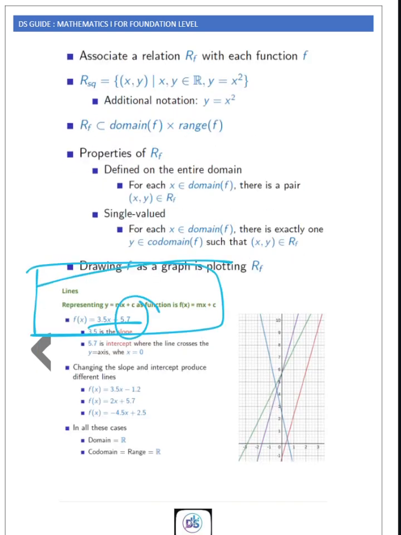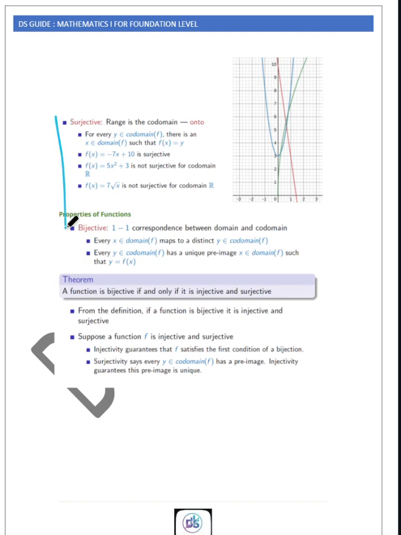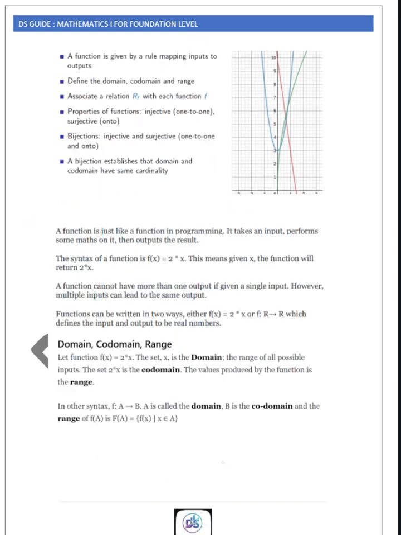Next we have types of functions. The first type of function we are going to study is the injective function. It means that different inputs give different outputs. It is a one-to-one function. That means if x1 and x2 are not equal, f(x1) and f(x2) will also not be equal. Next we have the surjective function. Here range and codomain are equal and it is an onto function. Next we have the bijective function. The functions which are both injective and surjective are bijective functions.